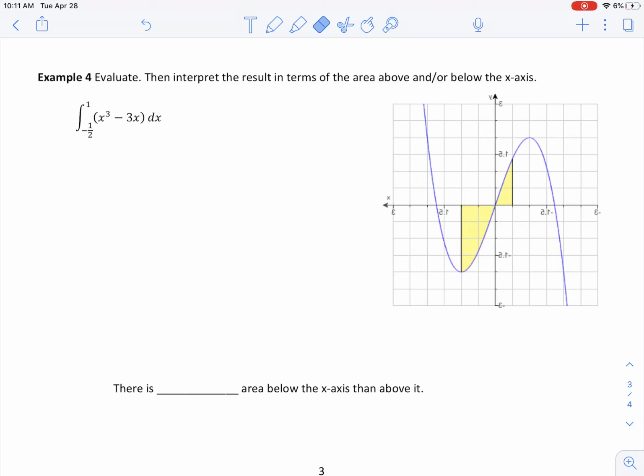All right, in this video, I'm going to go over example 4, 5, and 6 of section 4.3, okay? Example 4, so we are evaluating this definite integral, and they gave me a graph.